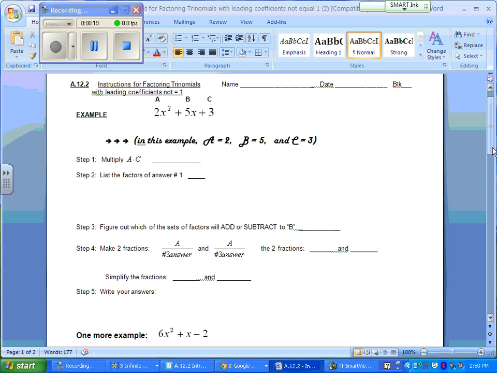All right, we talked about this in class, but the first thing you're being told is to label the three parts, A, B, and C. The first part being A, second part being B, and third part being C. We'll need those in a few minutes.